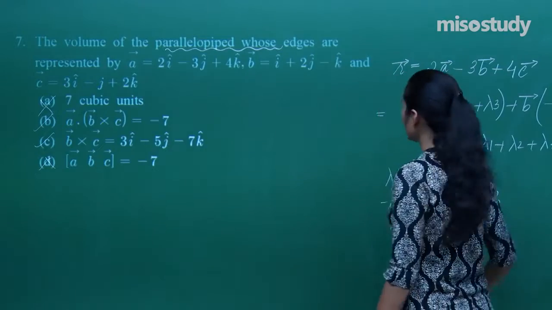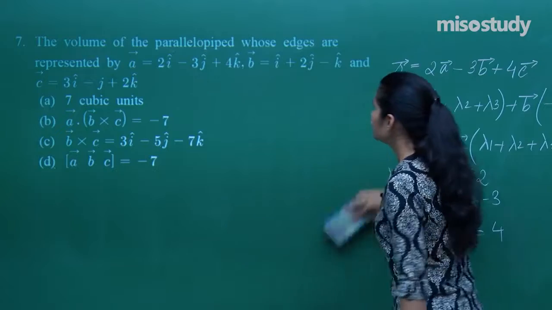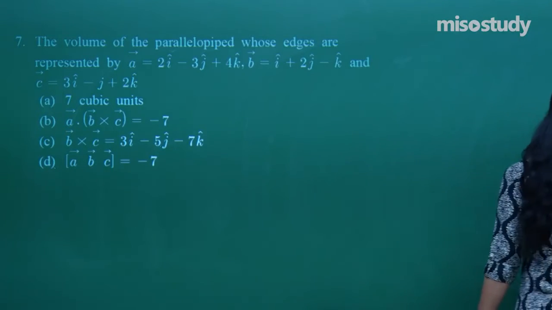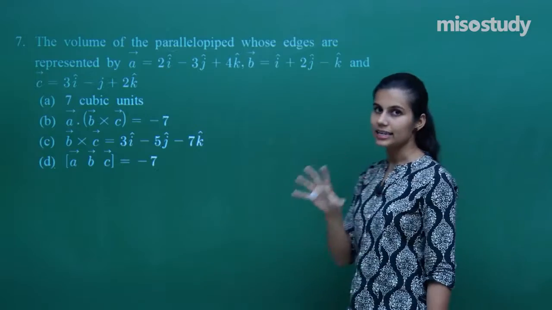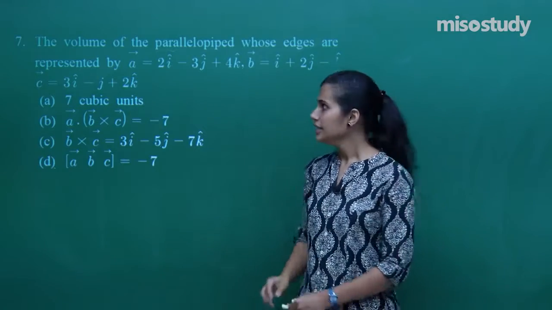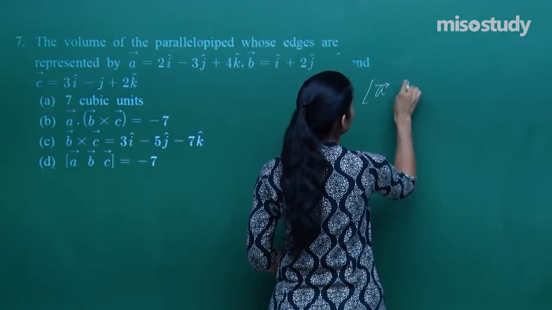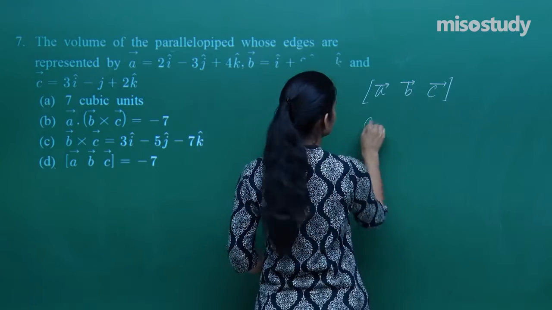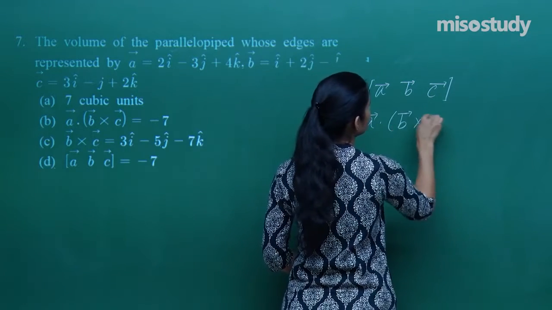Moving to the next question, what is it that we have? Let's see. The volume of the parallelepiped whose edges are represented by a, b and c vector is what? So what is the volume? How do you measure the volume of this parallelepiped whose adjacent sides, edges are given to you? It is completely concept based. It is just the scalar triple product of the three vectors, which is a dot b cross c.